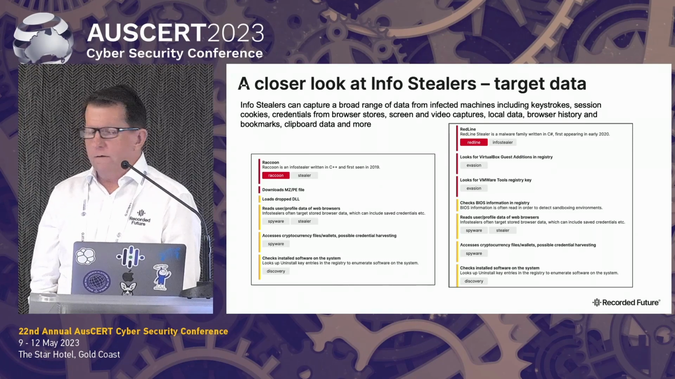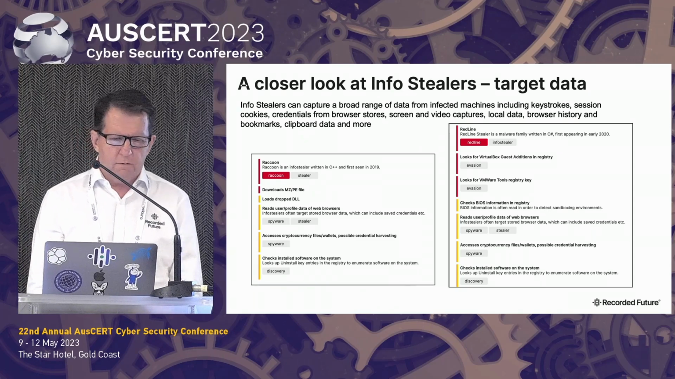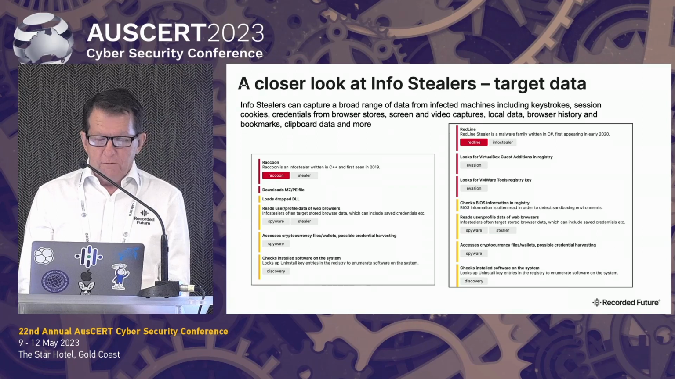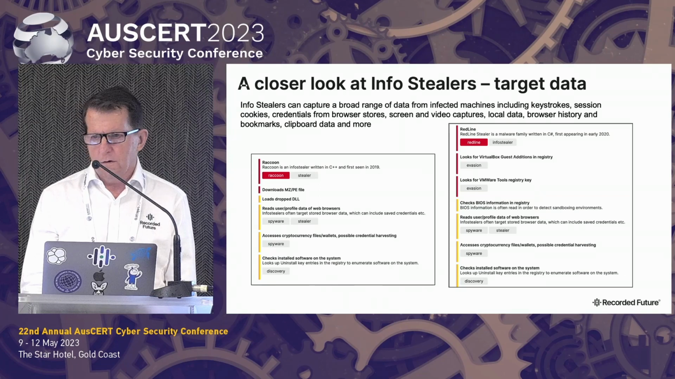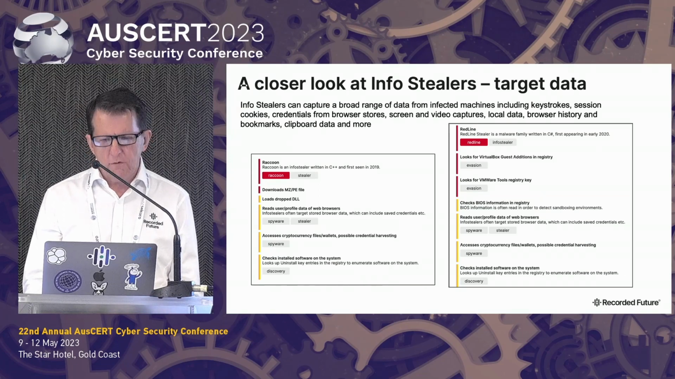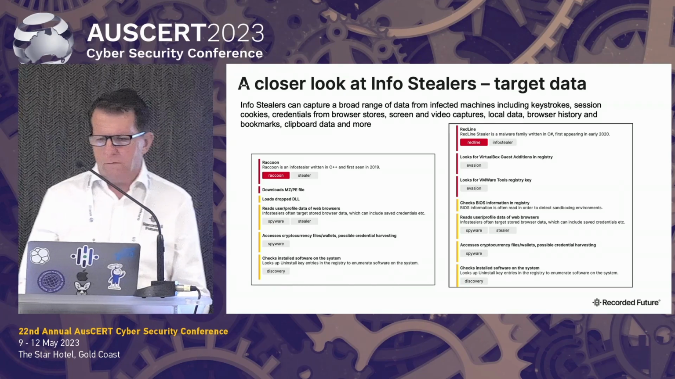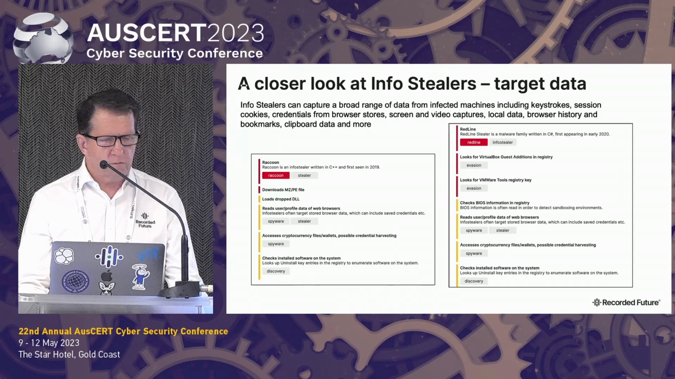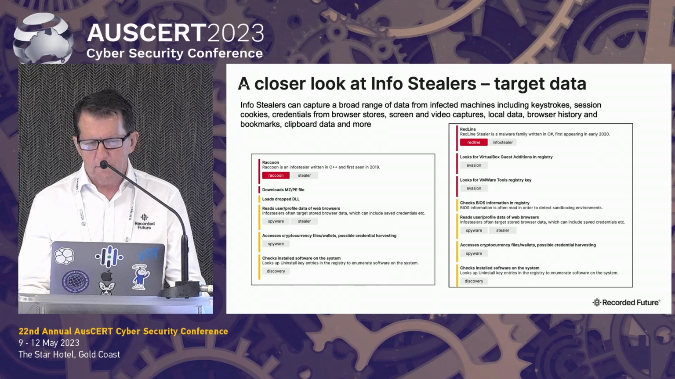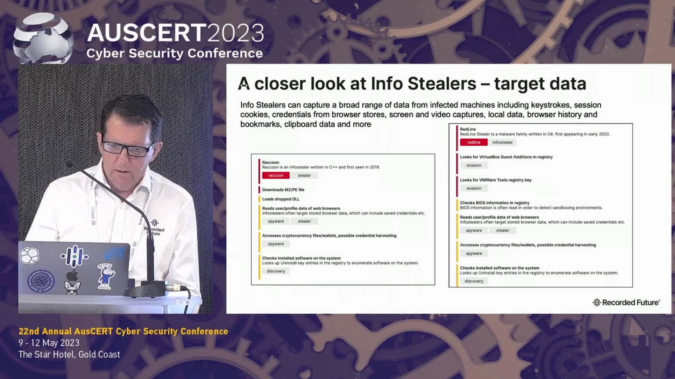This is a closer look at some of the data that info stealers target. So it could be as simple as keystrokes, but it's more typically enumerating all the user profiles on an operating system. It's looking for browser stores. The credentials and the passwords from browser stores are a key source of data for them, as are the cookies. And as we'll see in a few more slides, the cookies are a really valuable asset because they can help threat actors bypass some of the other controls.